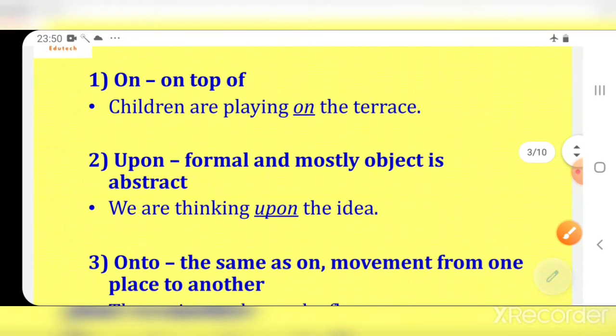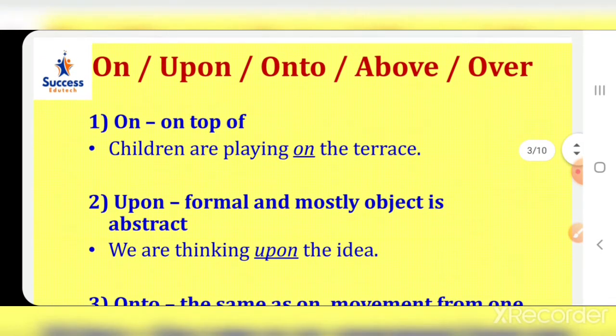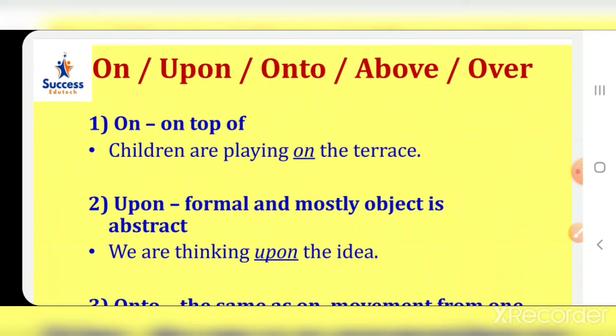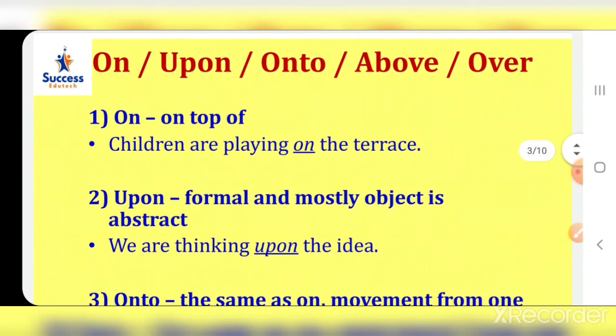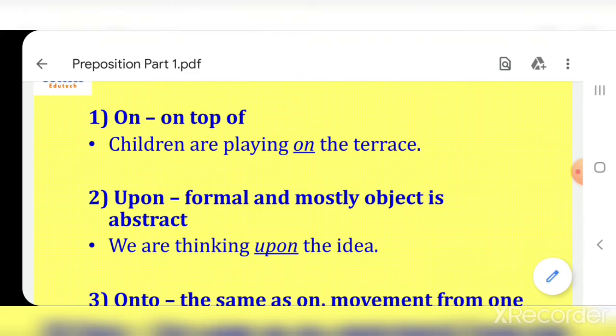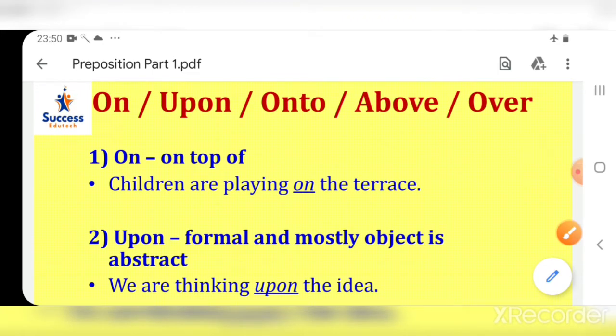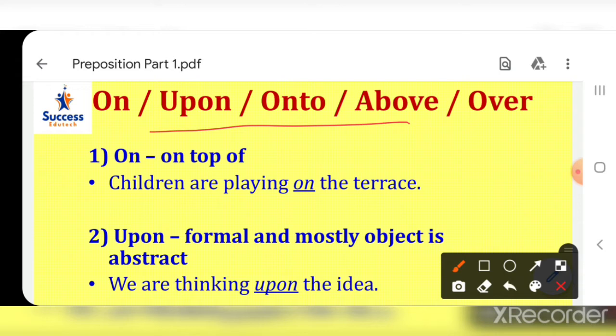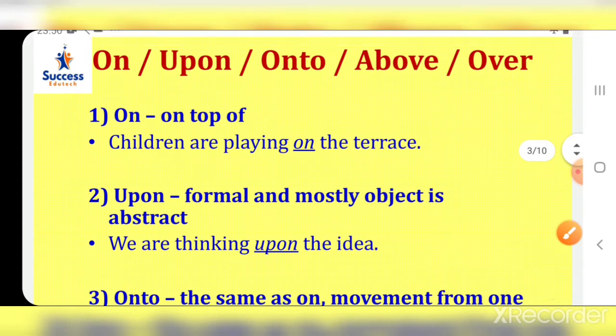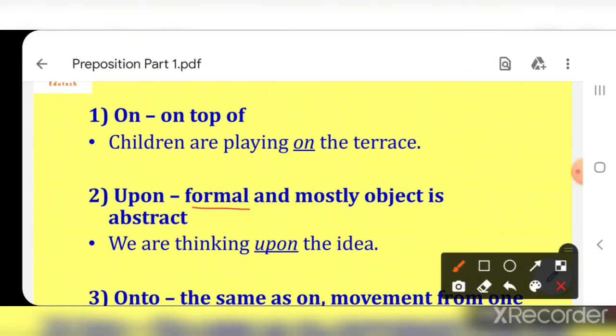Now the second one is upon. Here I would like to share that on, upon, onto, above and over have almost the same meanings. But there are minute differences which we need to learn. Now the second one is upon. Here the difference is we can replace on with upon, but in formal communication it is mostly used.